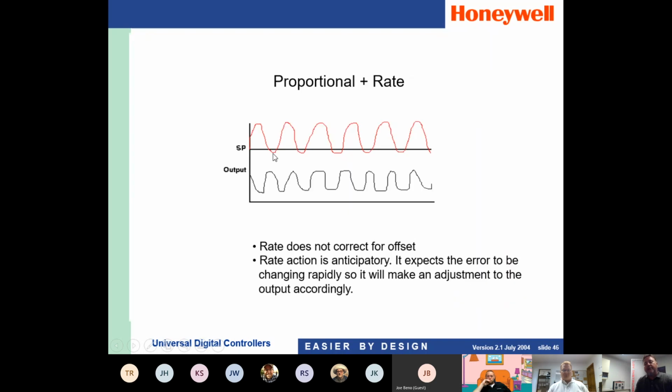If we added a little bit of rate, you can see the process variable has moved a little bit above the set point because it's anticipating change. And even though it is reducing the cycle below the set point, with the rate it's actually increasing the cycle above set point. So if we were to record this value, you would see the cycle happen, and it would probably move this curve just slightly above the set point.